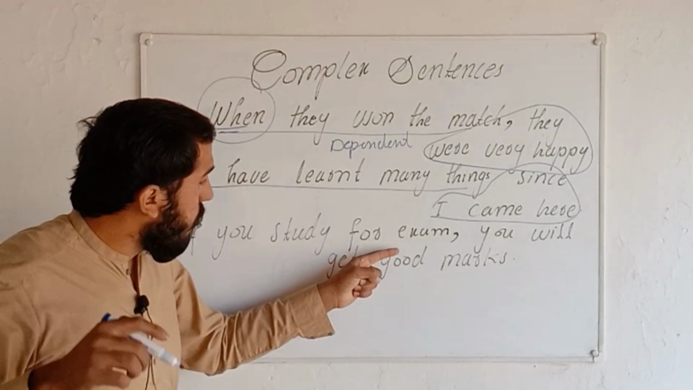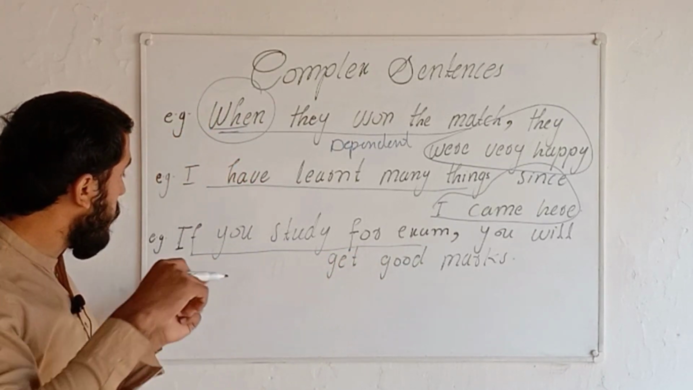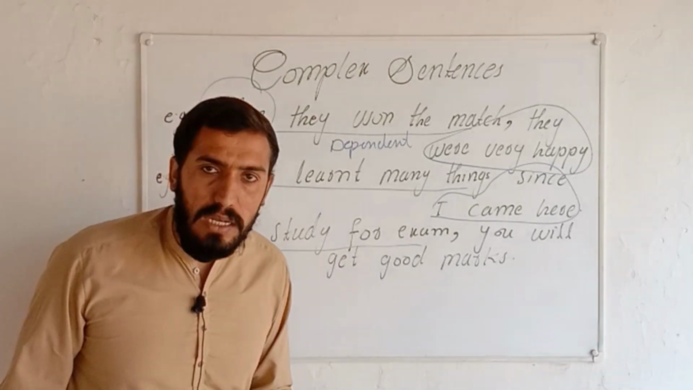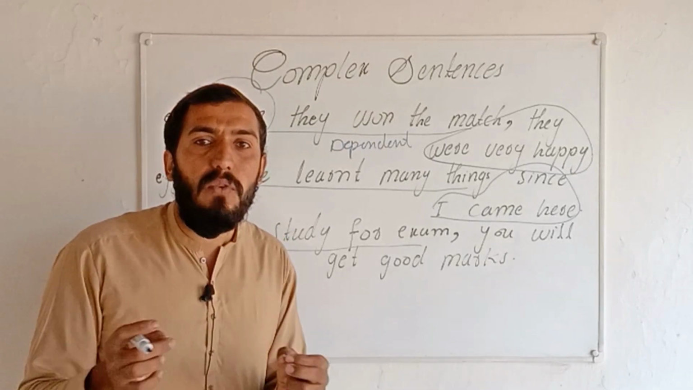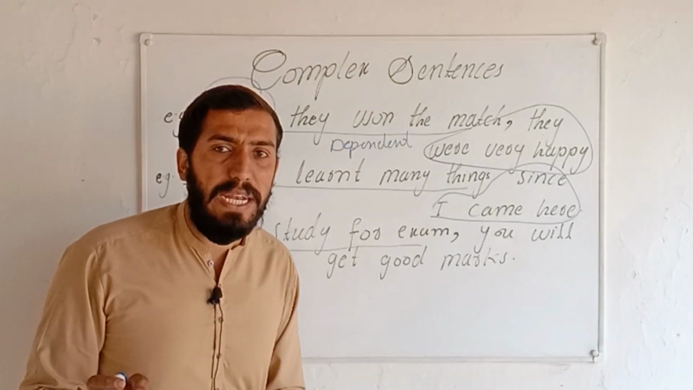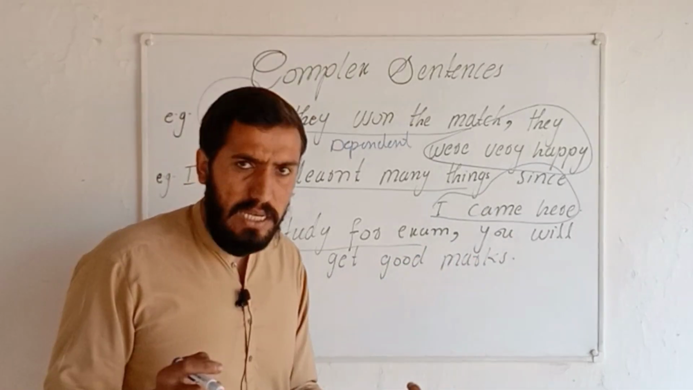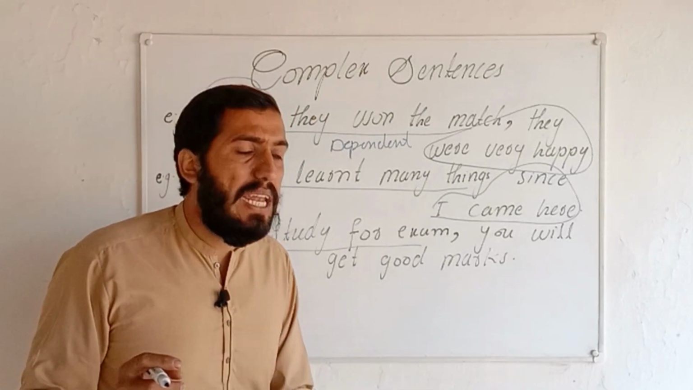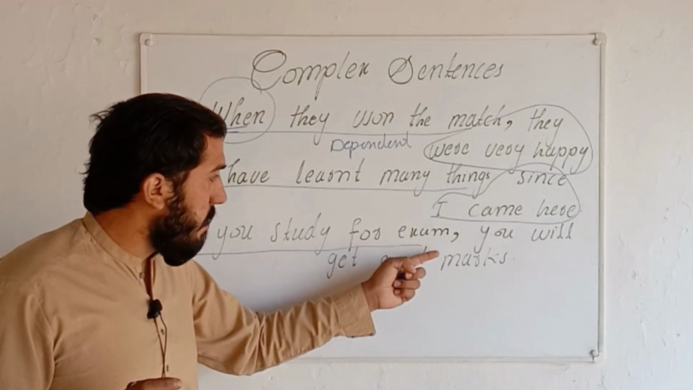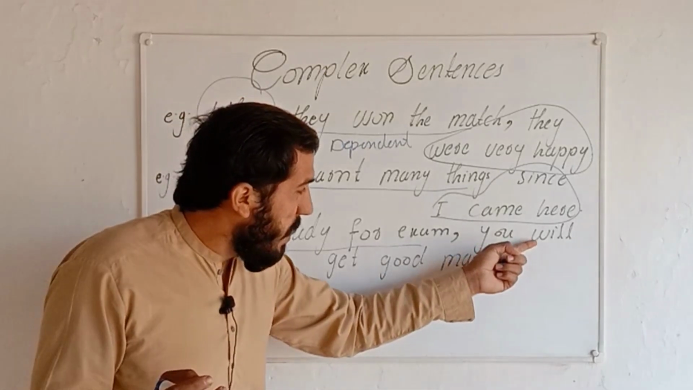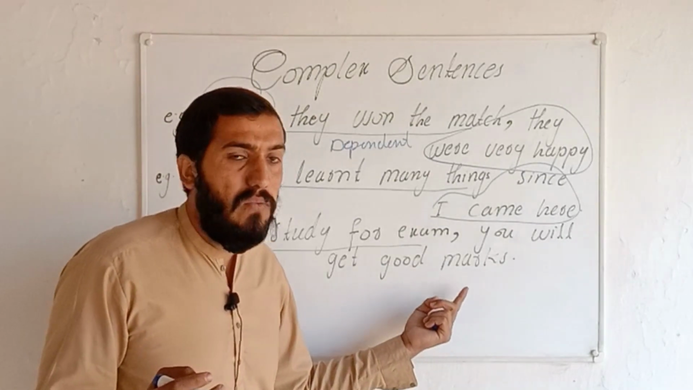If you study for the exam, look here, this is a dependent clause. It cannot give a complete thought. If you study for the exam, so what? It doesn't give a complete meaning. Therefore, it should be used with an independent clause. You will get good marks. So this is a sentence, or an independent clause. It completes the meaning of this clause. If you study for the exam, the result will be: you will get good marks.